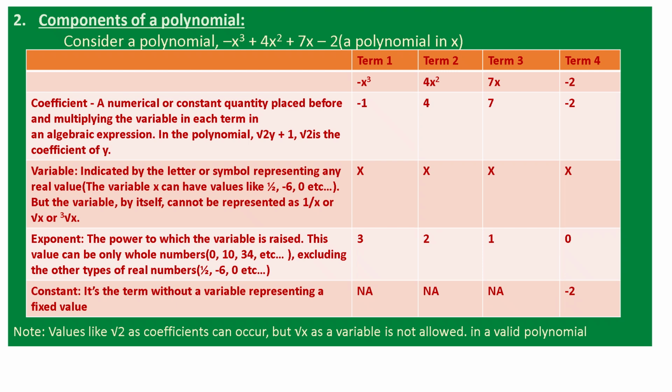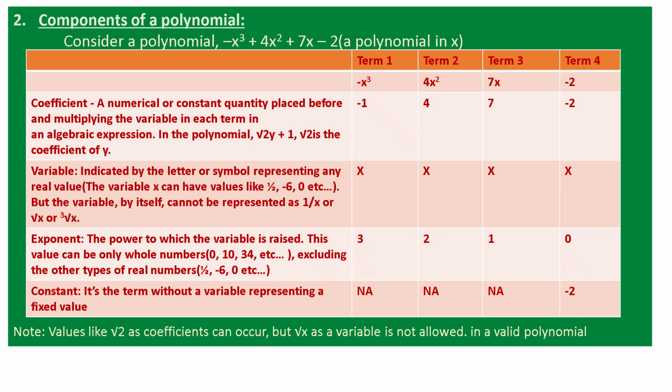So, for the first term, the coefficient becomes minus 1. For the second term, 4x squared, it becomes 4. For 7x, what is the coefficient? It is 7. And minus 2 is considered to be a constant. It is the coefficient of x to the power of 0. Anything to the power of 0 is 1. So, minus 2 times x to the power of 0 makes it a constant number. For this polynomial, it is minus 2.